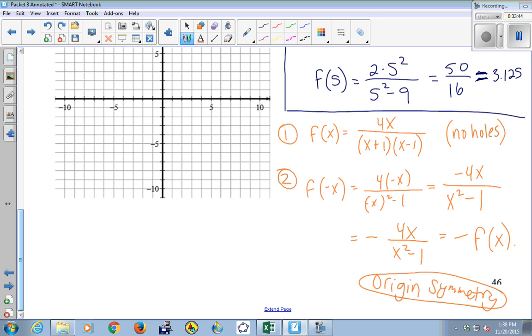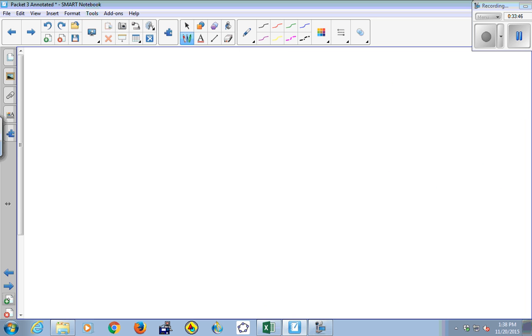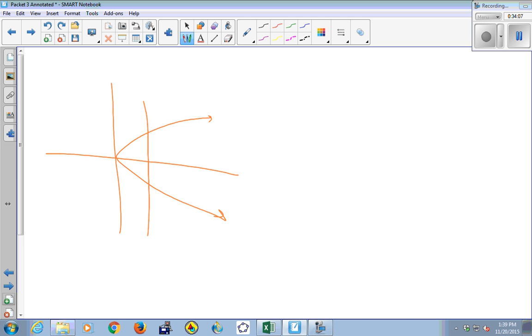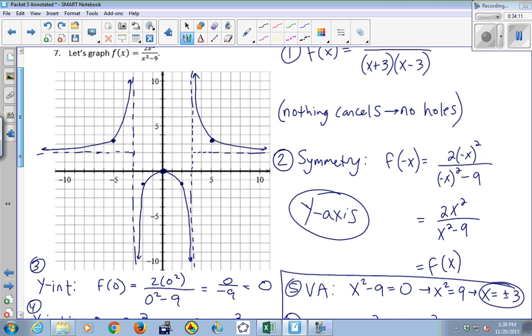X-axis symmetry. There's a little aside here. Here's a picture of a graph that has x-axis symmetry, right? What's wrong with that picture? Yep, each x has 2 values. So to have x-axis symmetry, it can't be a function because it doesn't pass the vertical line test.